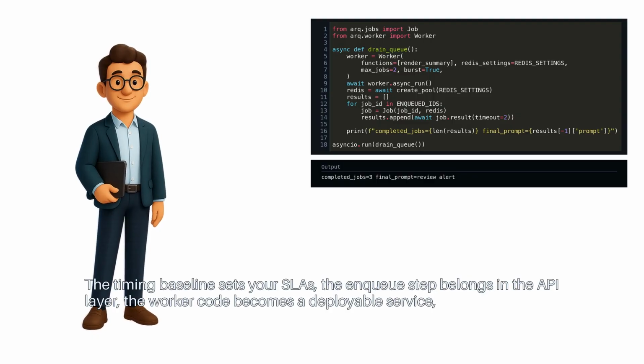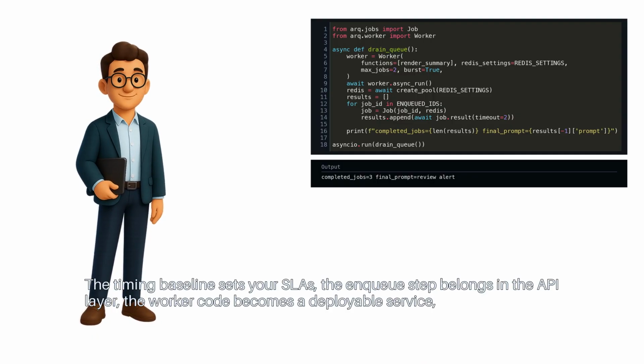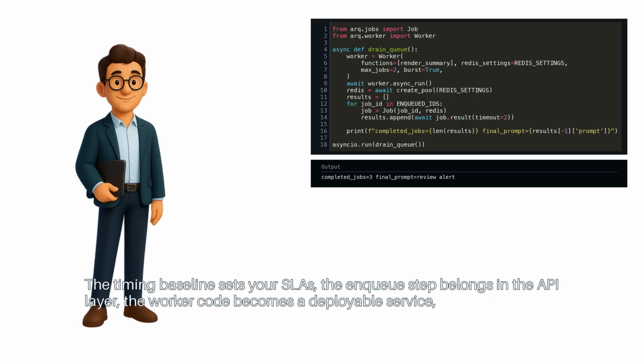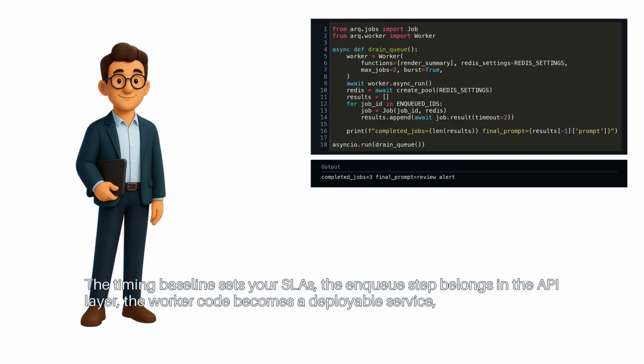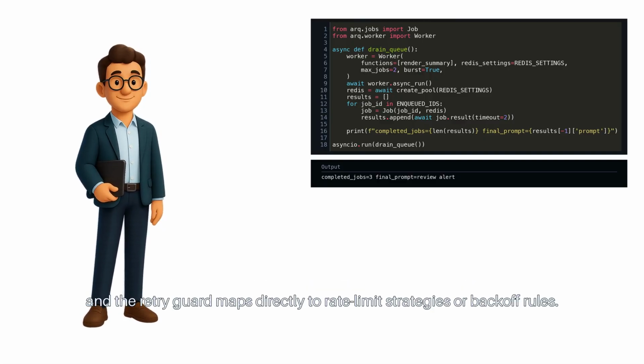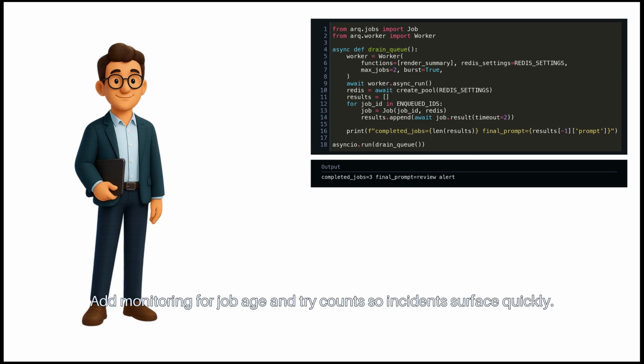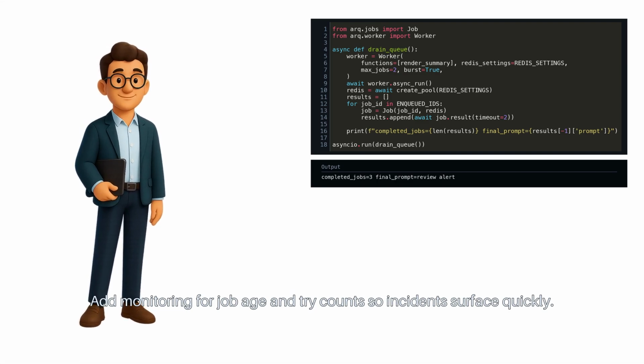In a real project, you would graft these pieces into your request path. The timing baseline sets your SLAs. The enqueue step belongs in the API layer. The worker code becomes a deployable service, and the retry guard maps directly to rate limit strategies or back-off rules. Add monitoring for job age and try counts so incidents surface quickly.